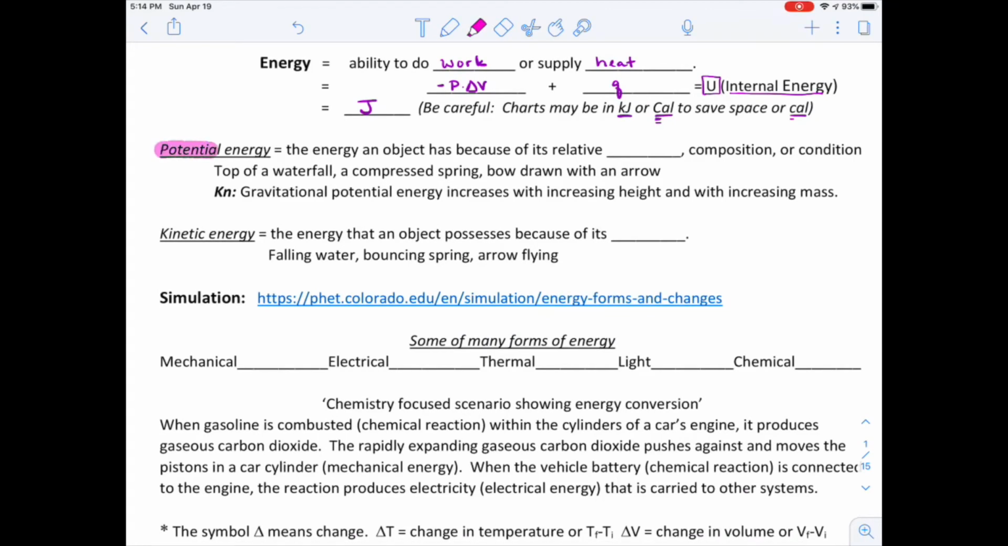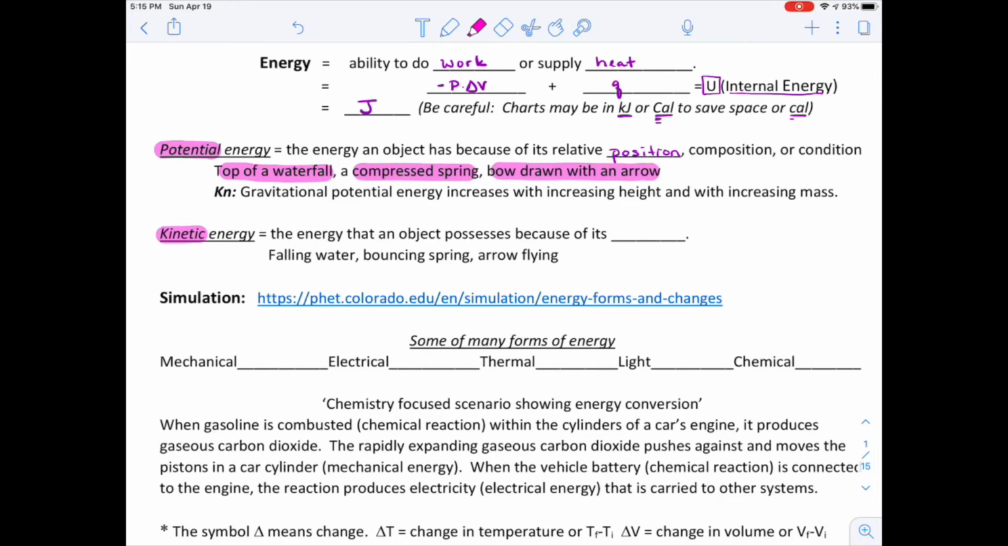And this is going to remind you of grade school a little bit. You remember the phrase potential energy and kinetic energy? It's the energy an object has because of its relative position, composition, or conduction. So this is, like on the waterfall, the top of a waterfall, a compressed spring, a bow drawn with an arrow. It's like the energy, you can almost tell it's about to happen, but it hasn't happened yet.